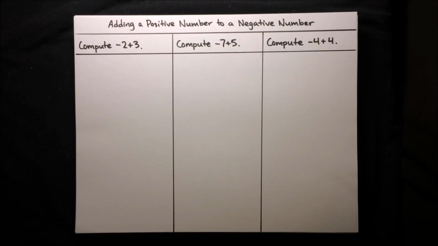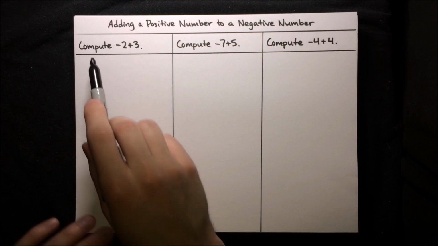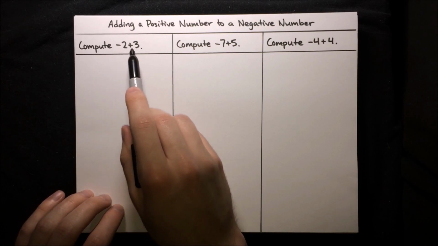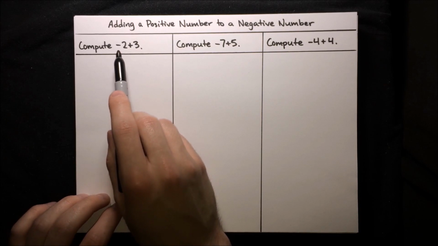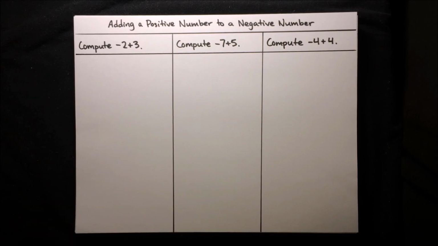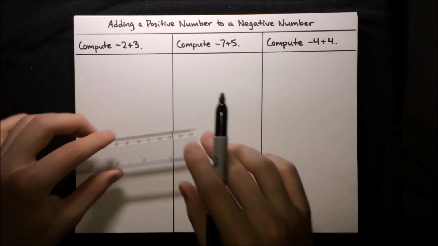In this video, I'm going to show you how to add a positive number to a negative number. So here we want to compute negative 2 plus 3. We're adding the positive number 3 to the negative number negative 2. One way that we can visualize what's happening is by constructing a number line.